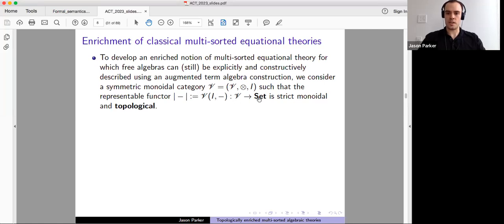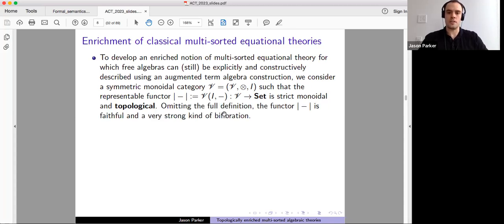the functor hom out of the unit object I from V to Set, which is of course a functor, is strict monoidal with respect to the Cartesian monoidal structure on Set, and topological. Now, I won't give the full definition of the latter concept, but basically it means that this functor is faithful, and it's a very strong kind of bifibration. So we have lots of examples of this setting.